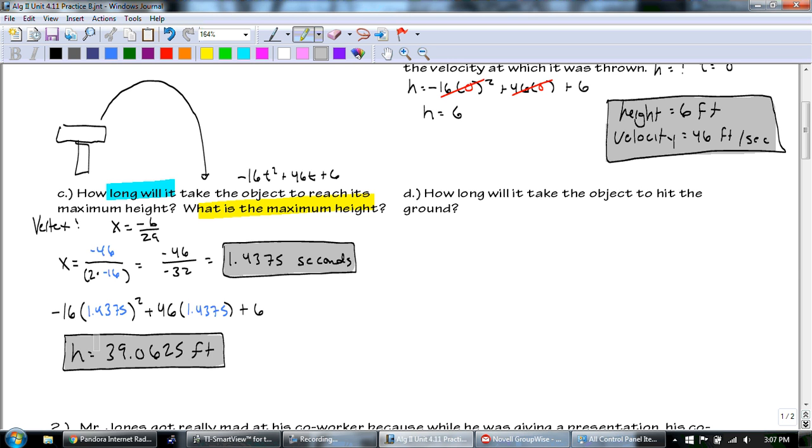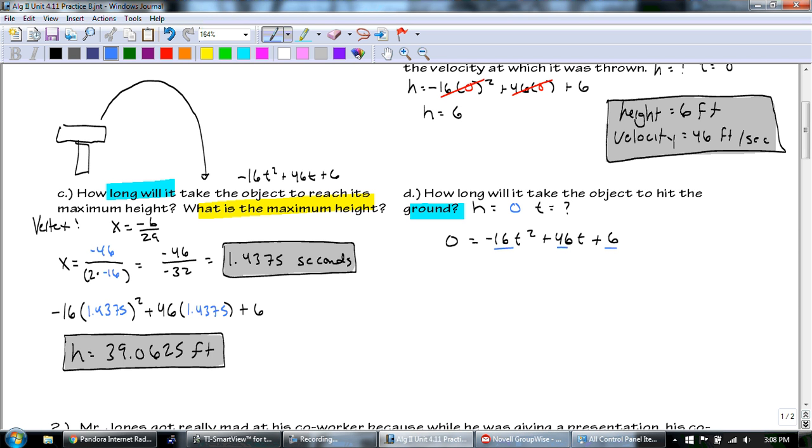Okay? Now, how long will it take for the object to hit the ground? Now, this time we're talking about height and time again. I don't know the time because they're saying how long, but they said the ground. I know the height of the ground, and the height of ground is 0. So I have 0 equals negative 16t squared plus 46t plus 6. And then you can do quadratic formula, or you can factor. I'm a fan of factoring.